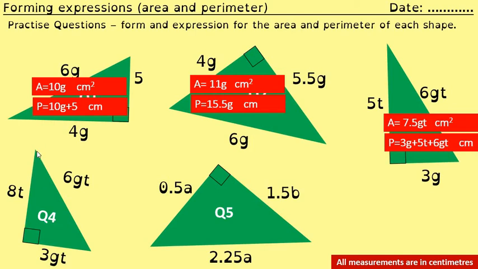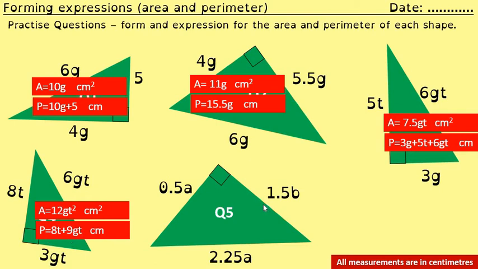For question 4, for the area, we're going to be 1/2 times 8t times 3gt, which is 12gt squared. I've had to make sure that my letters are in alphabetical order with the g first, and also that I've done t times t is t squared. Then the perimeter, we are adding up our 3 side lengths, and we do have some like terms because 6gt is like terms with 3gt, isn't it? So we can add those up to get 8t plus 9gt. Again, having that the other way around, 9gt plus 8t is identical to that.